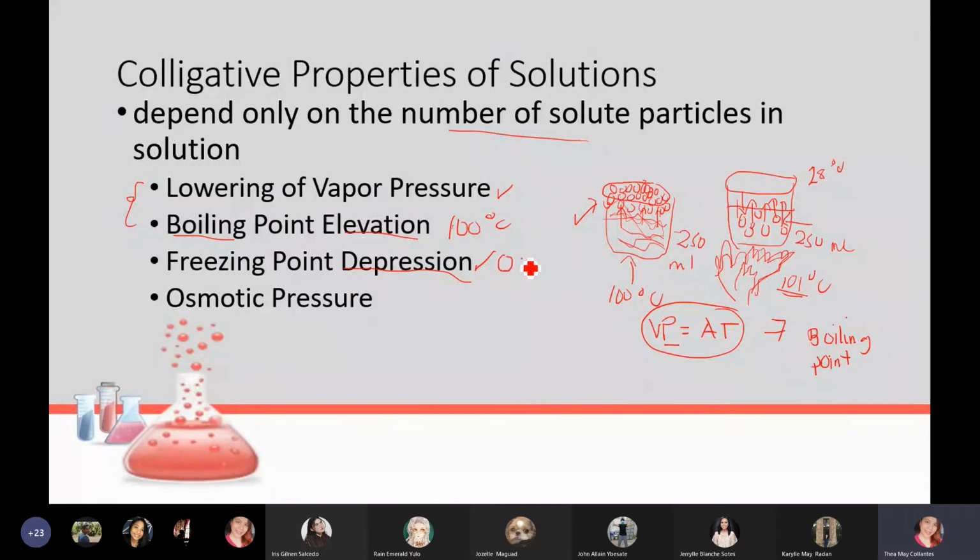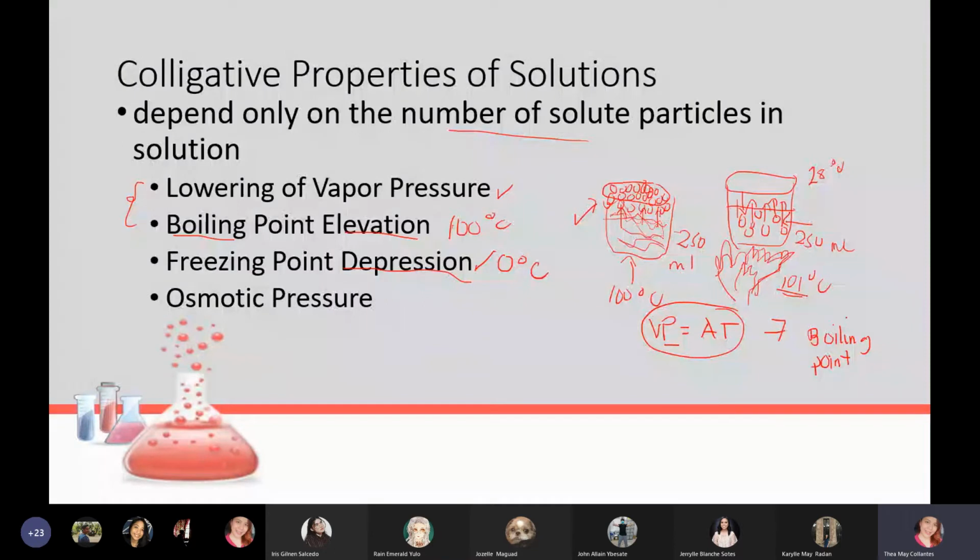Okay, 0 degrees Celsius. So, freezing point depression, that would be 0 degrees Celsius for water. But since this is depression, it means that you should go lower than 0 degrees Celsius. So of course, guys, I think you can imagine this after the experiment.